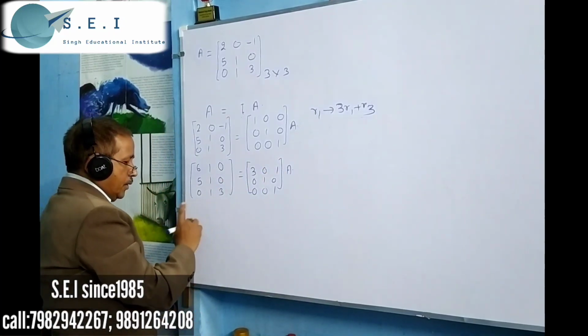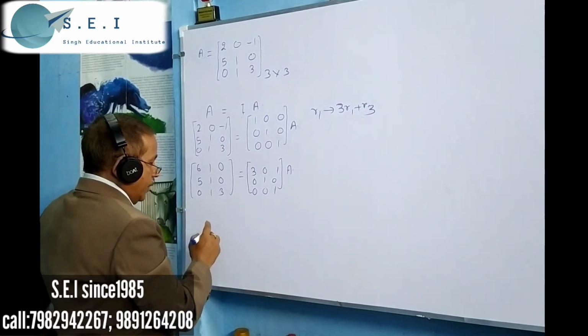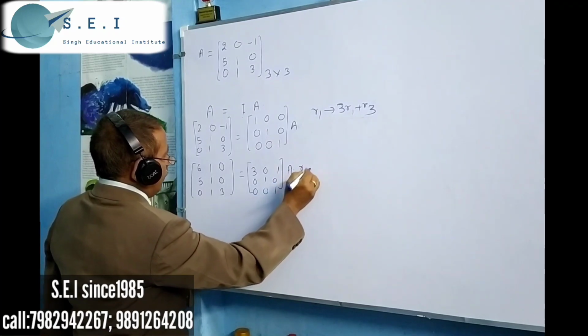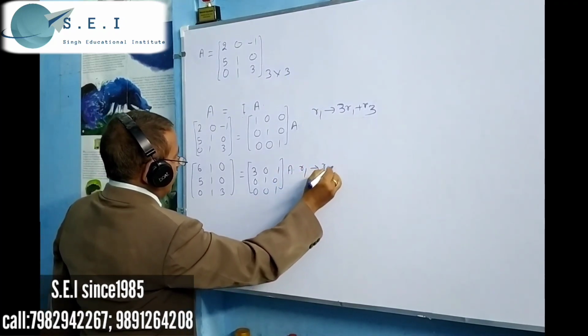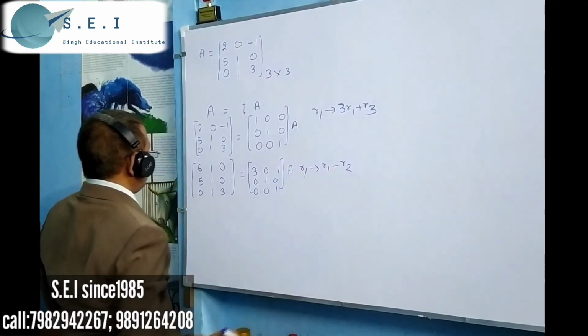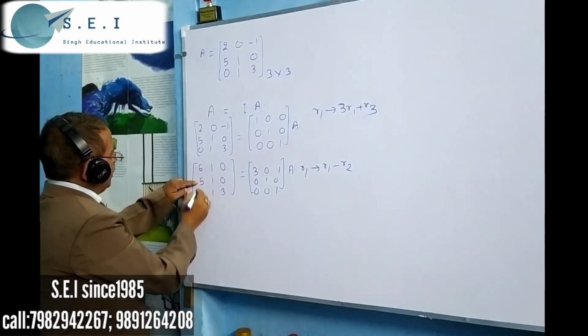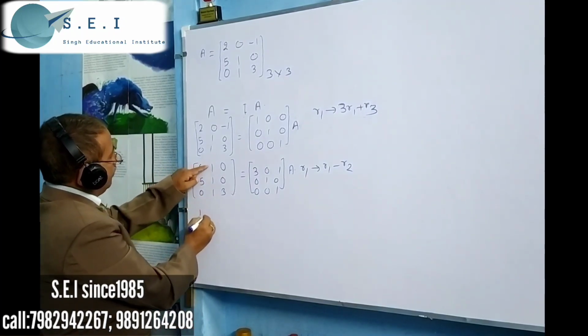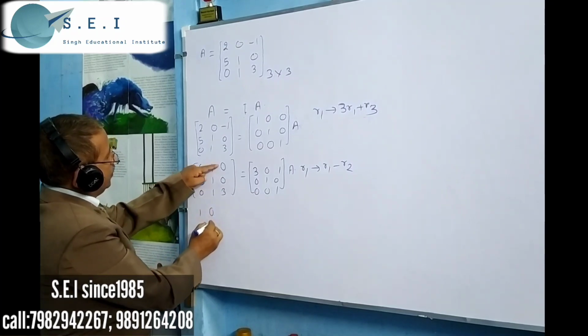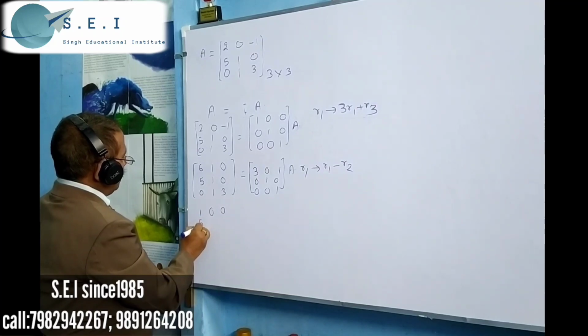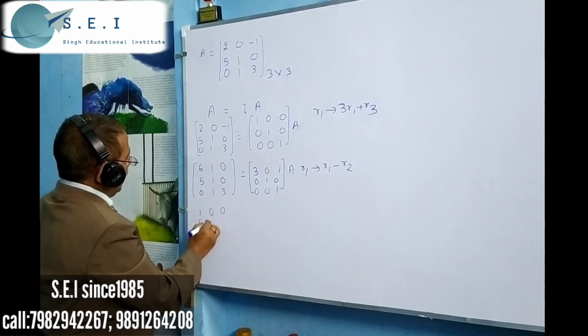In the next one, we apply R1 is equal to R1 minus R2. R1 minus R2, so 6 minus 5 is 1, 1 minus 1 is 0, 0 minus 0 is 0. And the remaining two rows are written as it is.